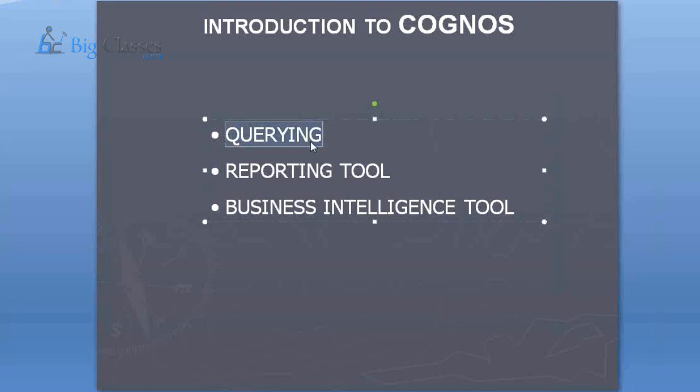The thing is, the Cognos tool prepares the queries on its own. It is capable enough to write the SQL. No need to write anything like select star from. The tool itself will produce the SQL.